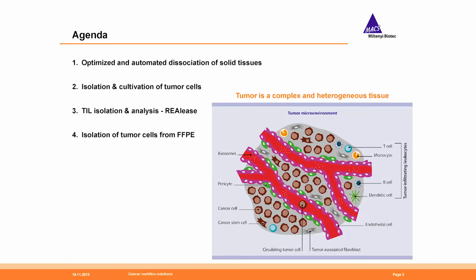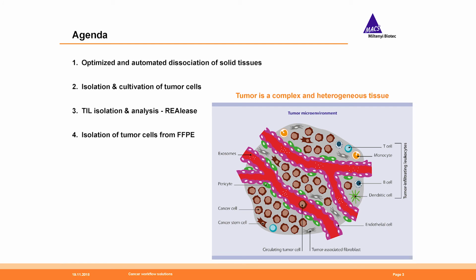Good morning. Today we'll be focusing on cancer research, and the outline for today's talk will be the optimization and automation of your dissociation, so any solid tumor tissue that you will have, how to dissociate that properly to then have an optimized downstream analysis. Further on, I will go into the isolation and also the cultivation of tumor cells, something brand new that we offer, a cultivation of primary tumor cells.